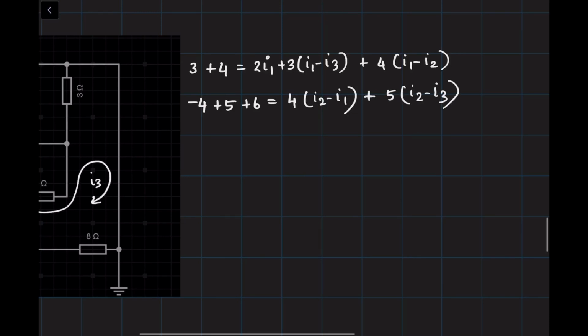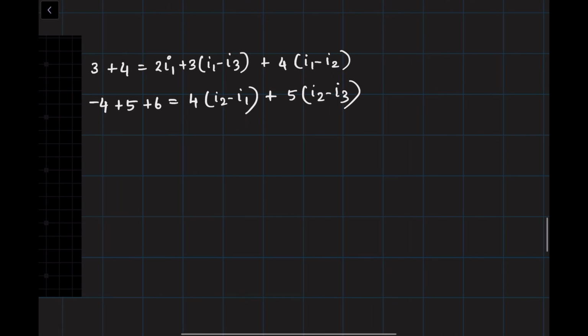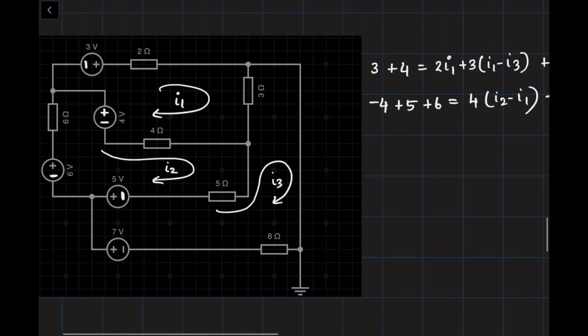Hope you are getting how to do this. If you move again, you can see 6 ohms, but the current flowing through it is only I2, so plus 6 I2. And that's our second equation. Now, loop number 3.